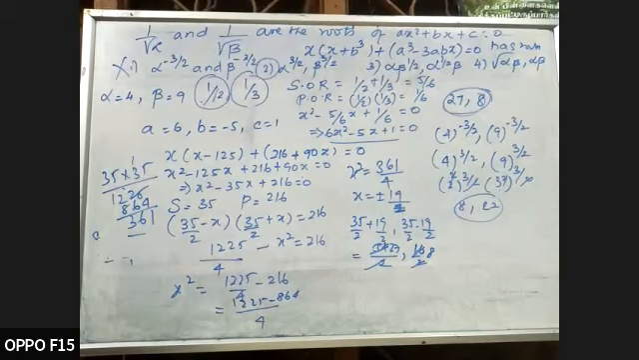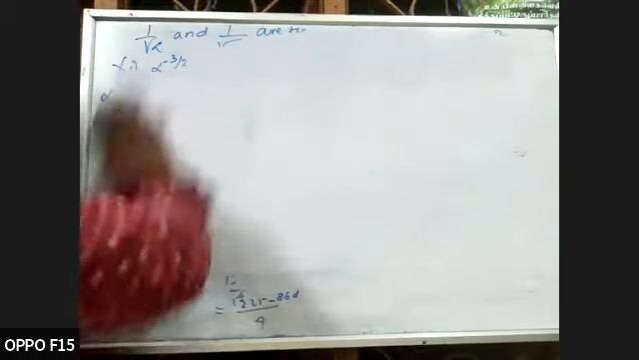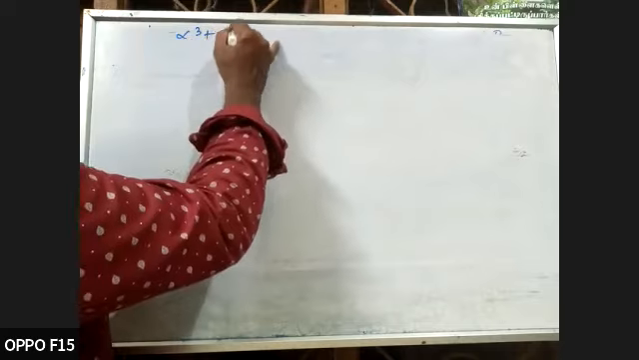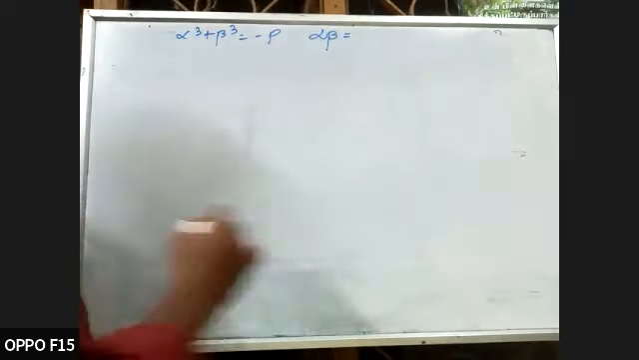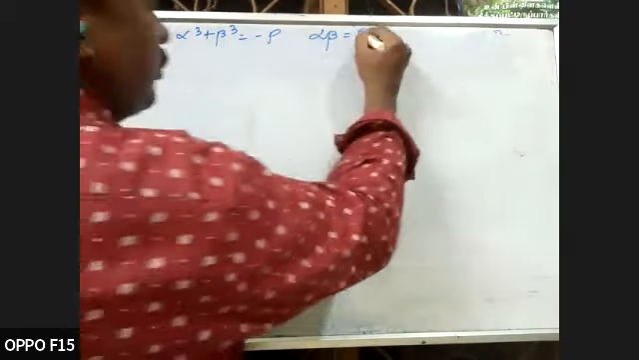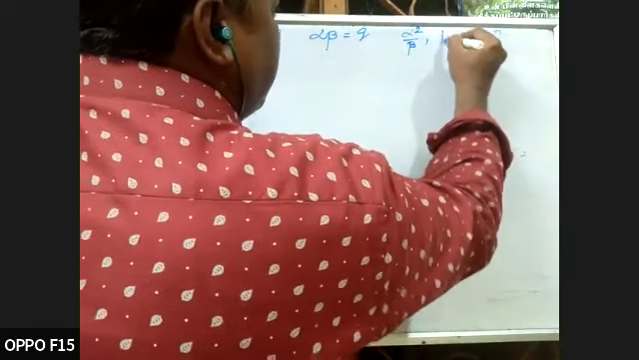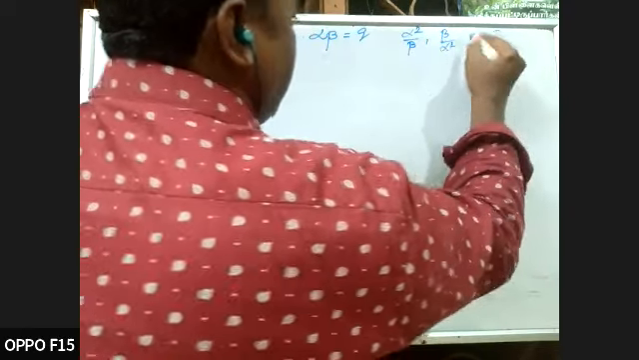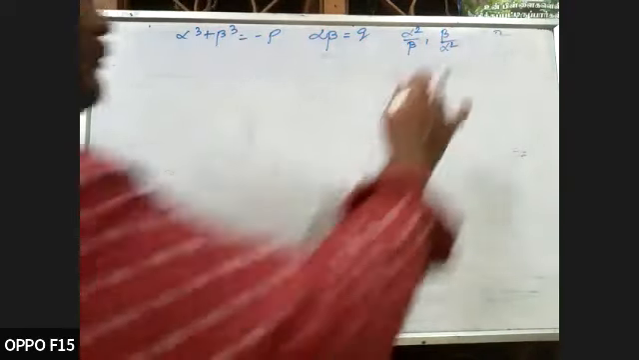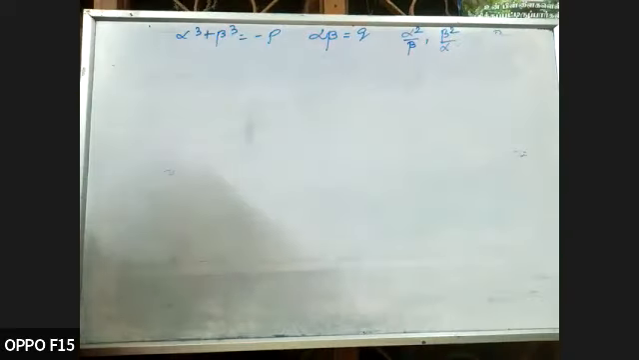Next one: if P and Q are non-zero real numbers, and alpha cube plus beta cube is equal to minus P, and alpha beta is equal to Q, then the quadratic equation whose roots are alpha square by beta and beta square by alpha is?